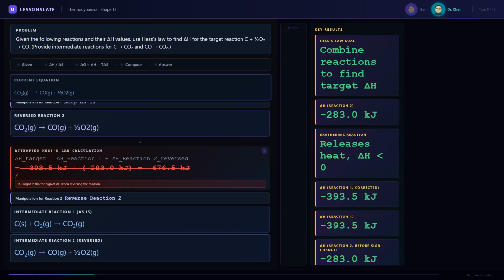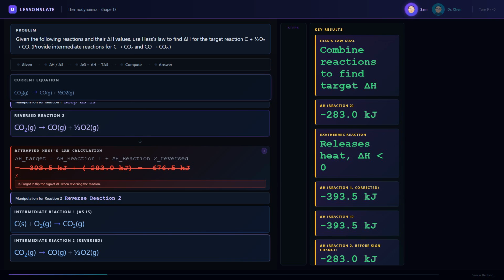You're absolutely on the right track with manipulating the reactions, Sam. Keeping the first reaction as it is and reversing the second one is exactly what we need to do to align with the target reaction. However, what happens to the delta H value when you reverse a reaction? Think about how the energy flow changes when a process is run in the opposite direction.